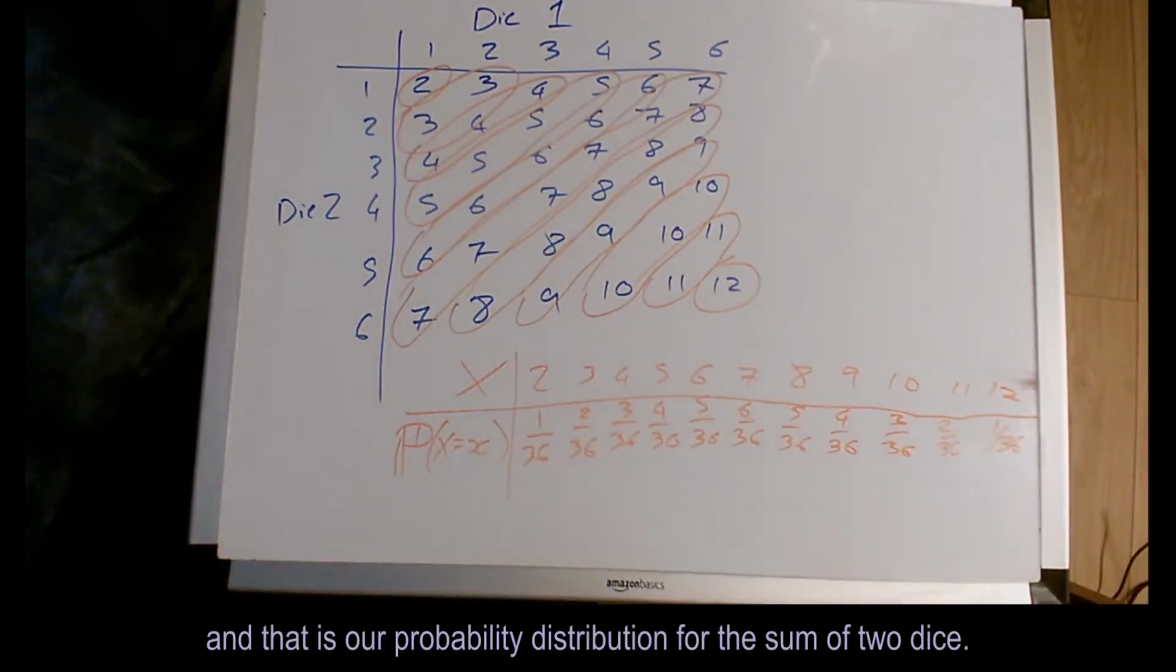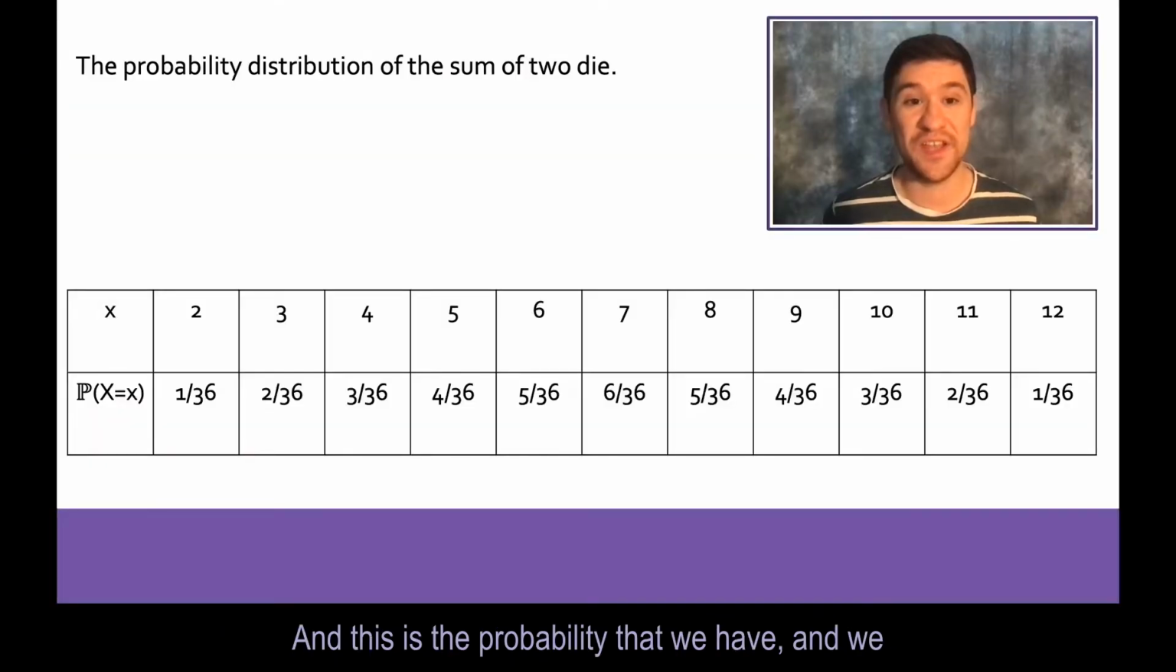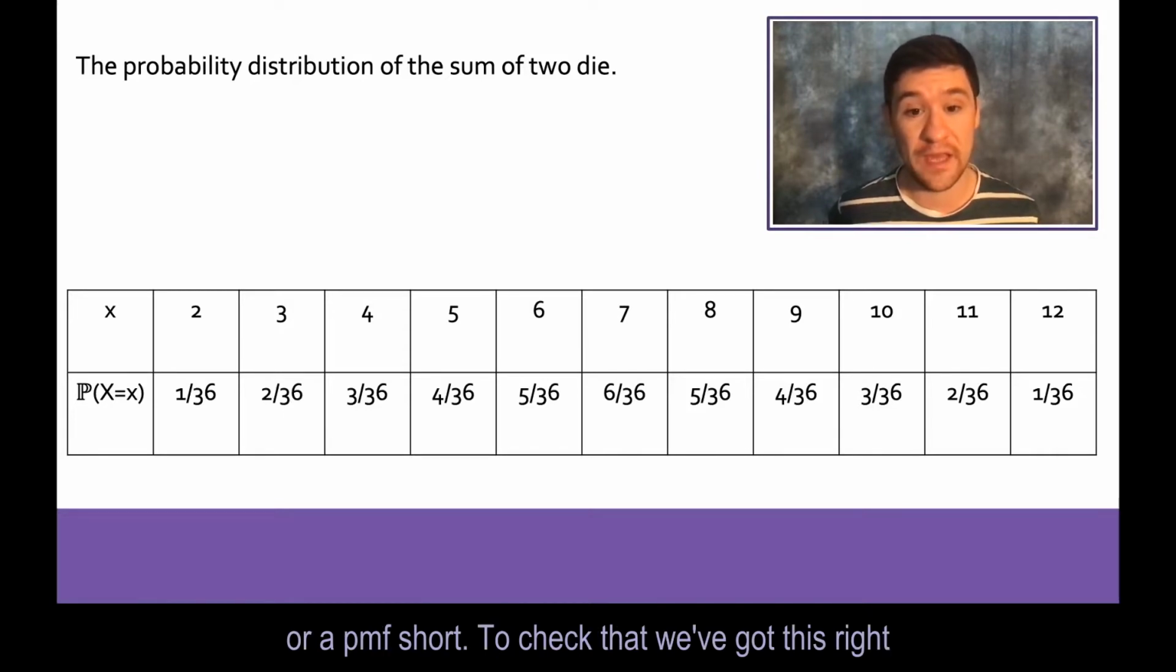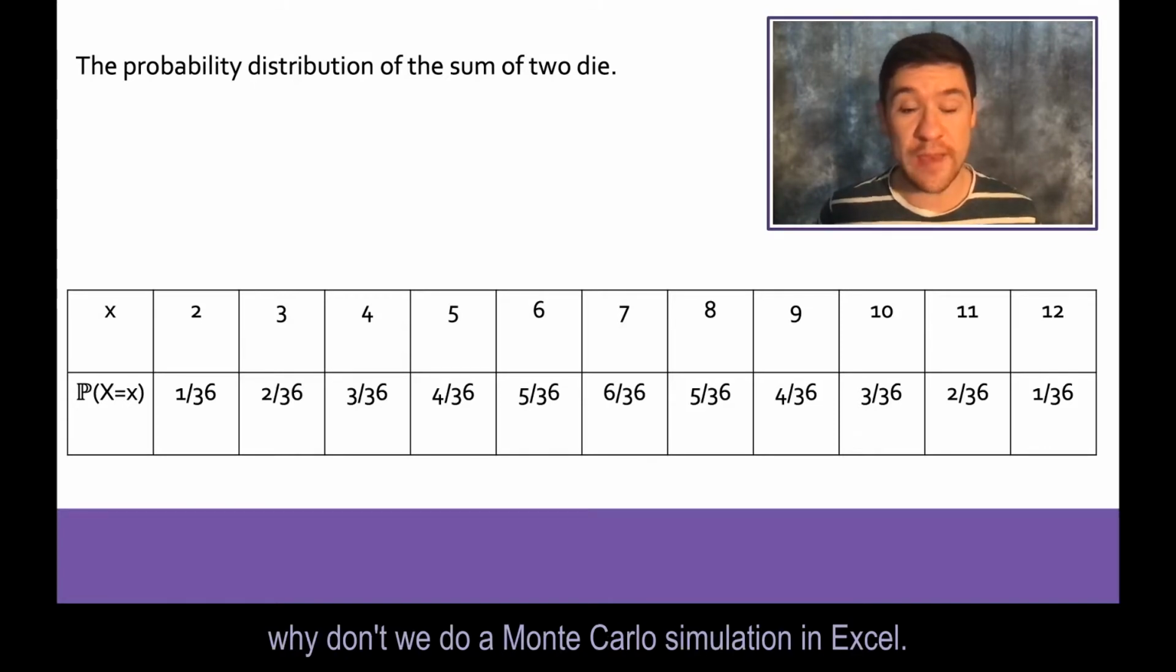And that is our probability distribution for the sum of 2 dice. And this is the probability distribution that we have. And we call this a probability mass function, or a PMF for short. To check that we've got this right, why don't we do a Monte Carlo simulation in Excel?